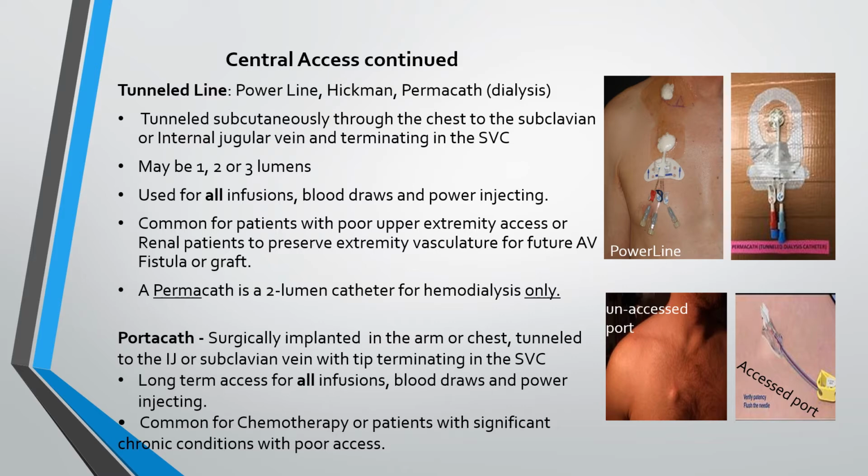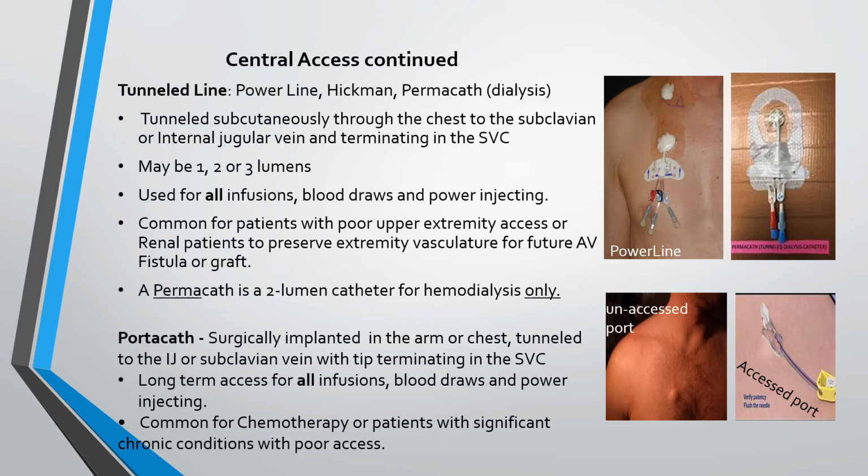Tunneled line catheters, referred to as power lines, Hickmans, and Permacath dialysis catheters. They are tunneled subcutaneously through the chest wall to the subclavian or internal jugular vein and terminate in the SVC, the superior vena cava. They may be 1, 2, or 3 lumens. They are used for all infusions, blood draws, and power injecting.